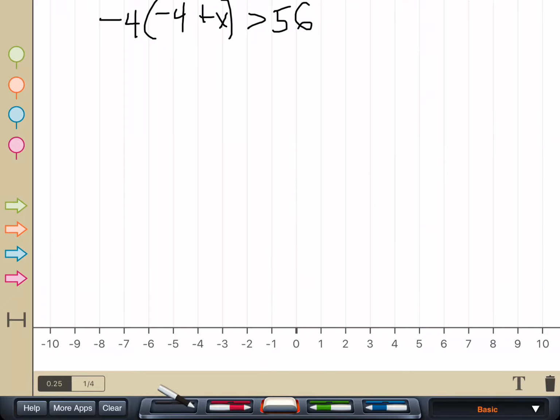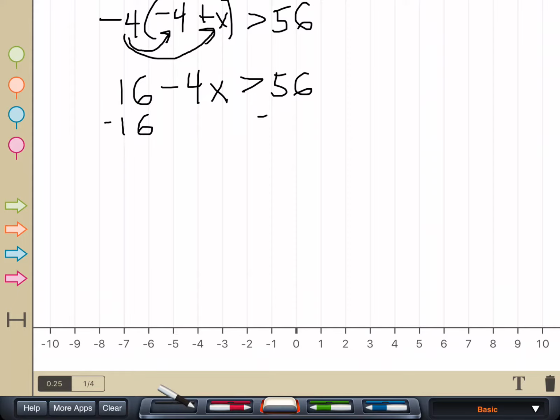The first way involves using the distributive property, so we need to distribute the -4 to both the terms inside the parentheses. So -4 times -4 is positive 16, and -4 times x results in -4x, and it's still greater than 56. So we can get rid of the 16 here. We've got a positive 16, so we can subtract 16 from both sides. It's just like solving equations. What you do to one side, you do to the other side. So the 16s cancel out, and we're left with -4x. And on this side, 56 minus 16 is 40.